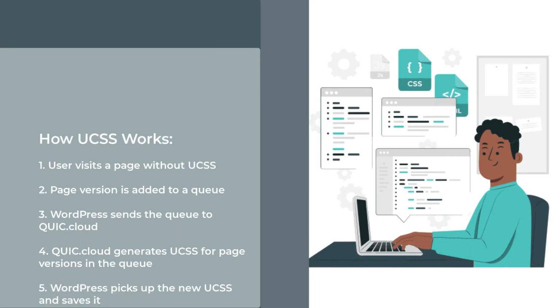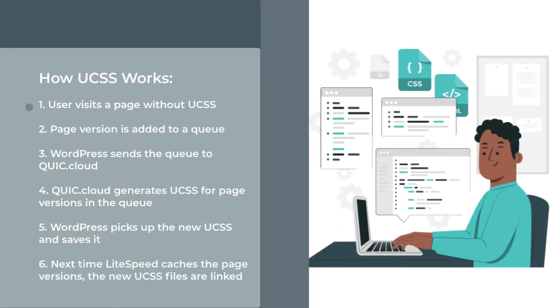Here's how UCSS works. When a user visits a particular version of a page on your site, if that page version does not yet have UCSS calculated, it is added to a queue. Periodically, the WordPress cron sends the queue to QUIC.cloud. QUIC.cloud processes each of the page versions in the queue and generates UCSS for them. QUIC.cloud notifies WordPress that the UCSS is ready, the cron picks up the UCSS and saves it, and finally, the next time the page versions are cached, LiteSpeed will link to the Unique CSS file in the page's HTML.